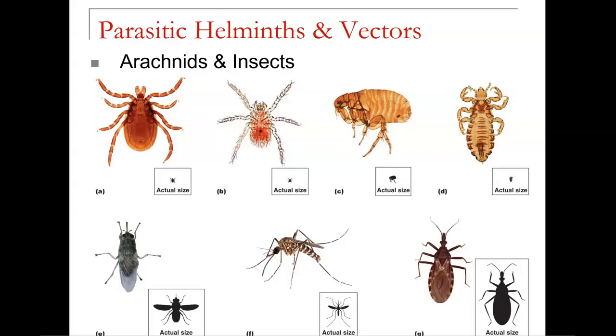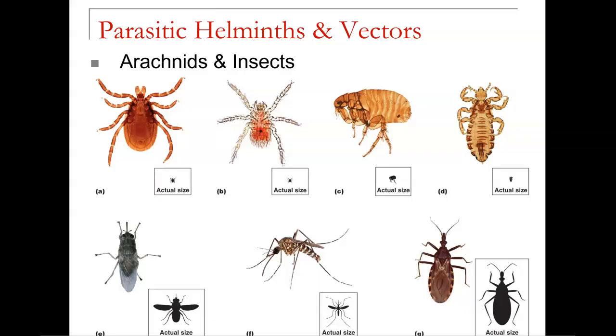Now coming down to the insects, you're going to have things like fleas, lice, flies, mosquitoes, and kissing bugs. Fleas are going to serve as intermediate host for tapeworms. They can also transmit things like the plague that's carried by rat fleas. Lice are going to be parasites that transmit disease. They are vectors in outbreaks of typhus. Flies can be blood-sucking flies which transmit disease such as African sleeping sickness.